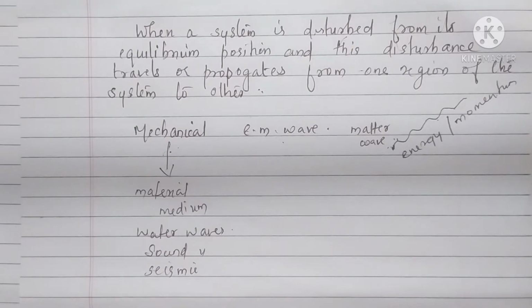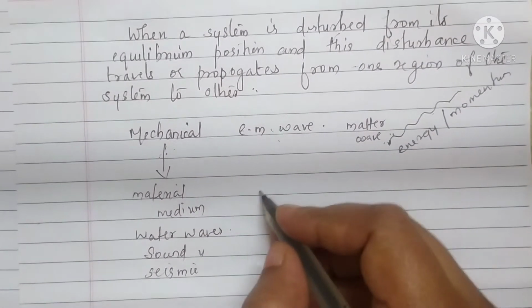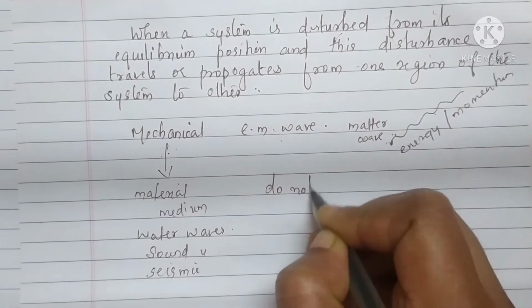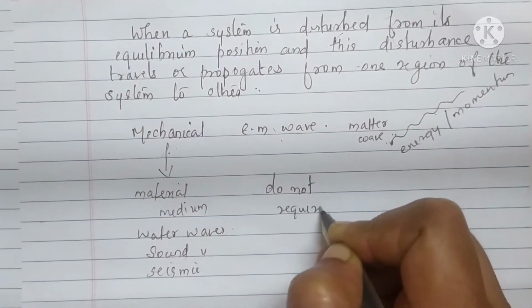Okay. Now the second type of wave is electromagnetic wave. In your 12th standard, you have a chapter for this electromagnetic wave. So here we just know the basic knowledge. That is, electromagnetic waves means these waves travel in the form of oscillating electric and magnetic fields, and they do not require a material medium for the propagation.